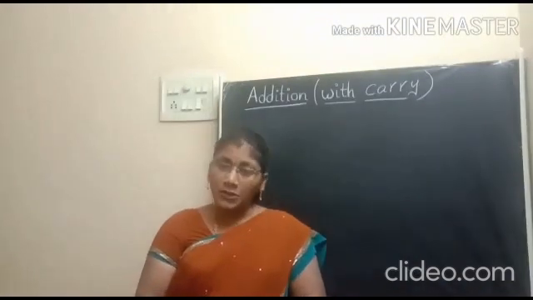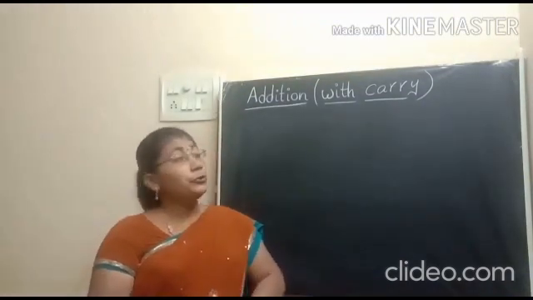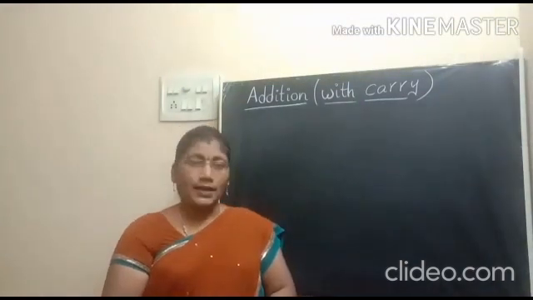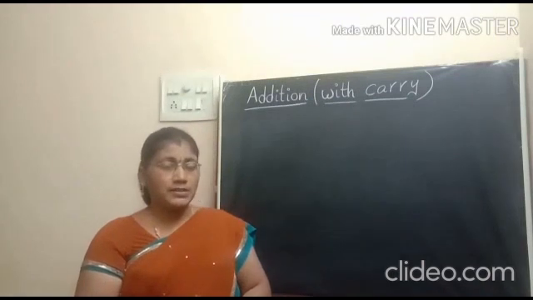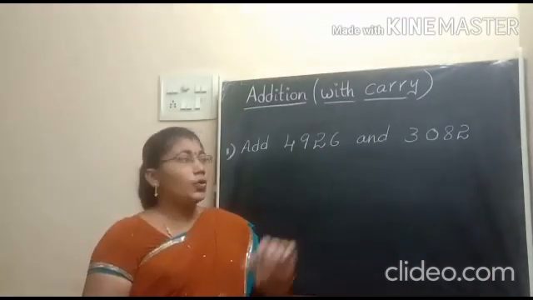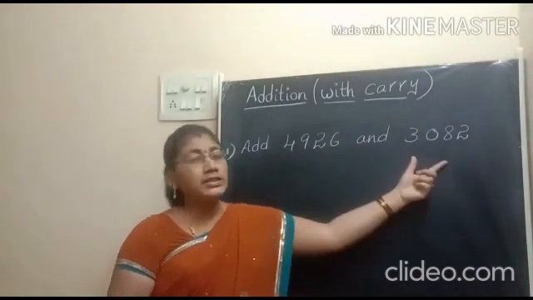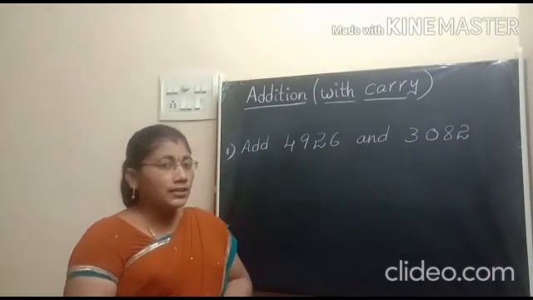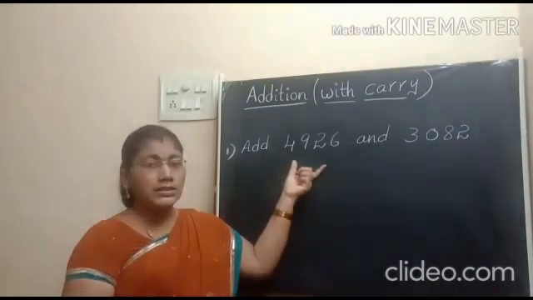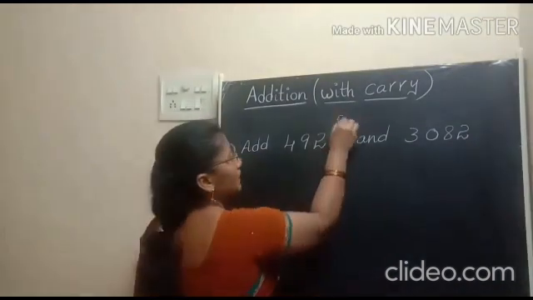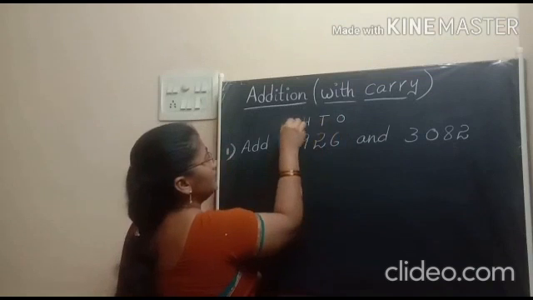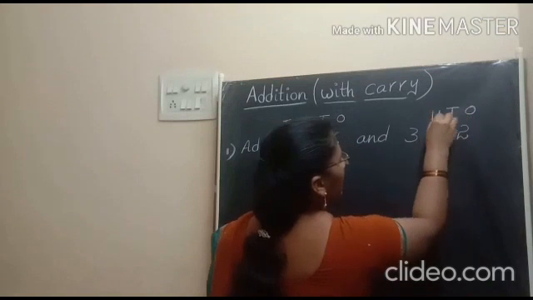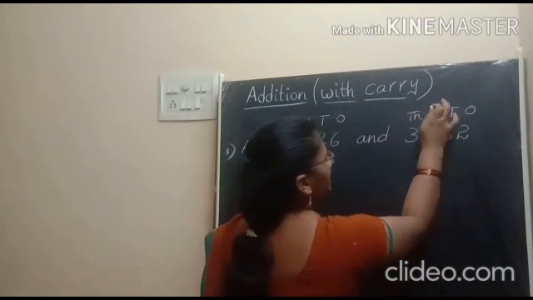Now, we are going to see addition of two numbers with carry. Let us take some examples. Here, we are adding two 4-digit numbers. So, we need 4 places to represent these numbers. Those are ones, tens, hundreds and thousands. Here also we should take ones, tens, hundreds and thousands. Understood, children?